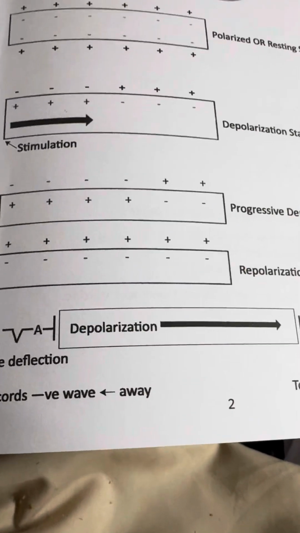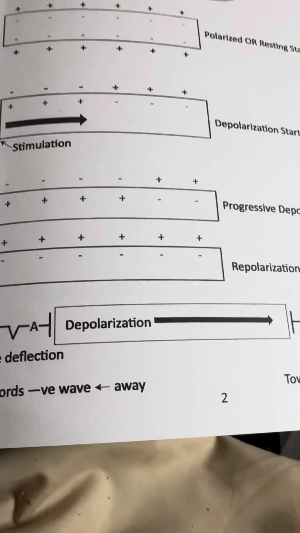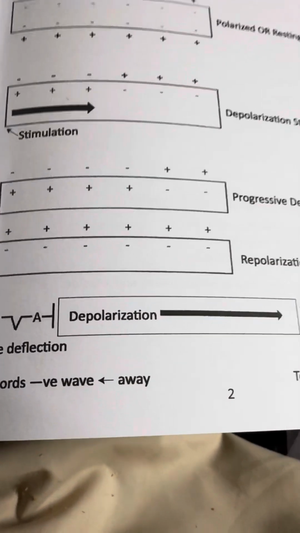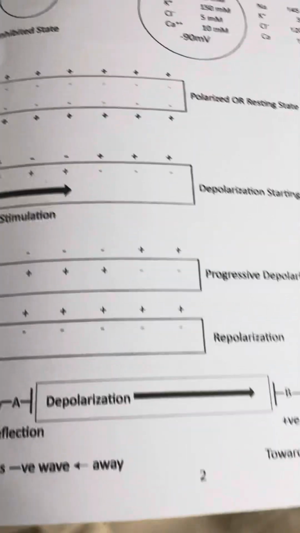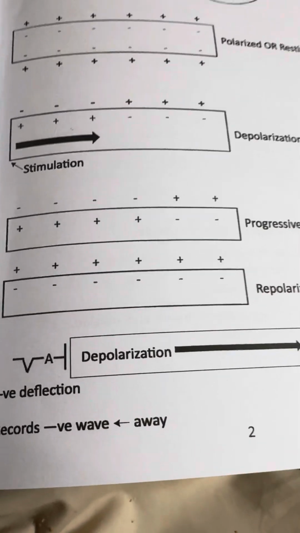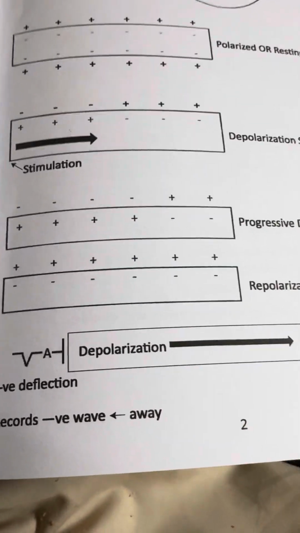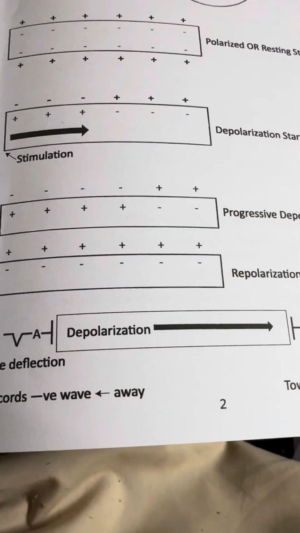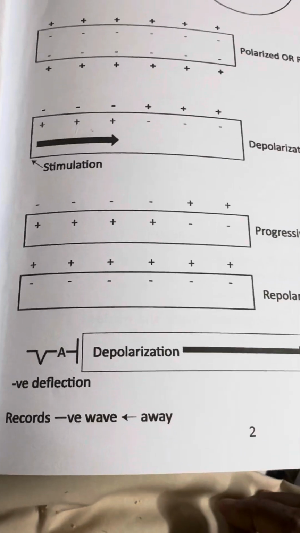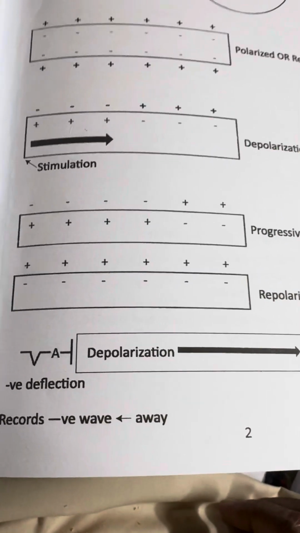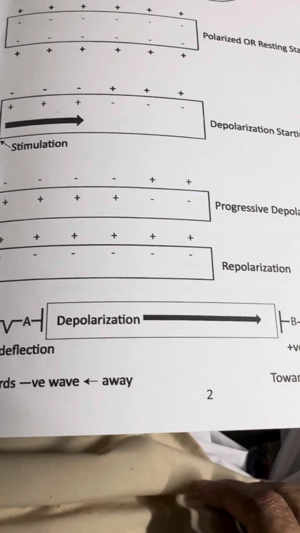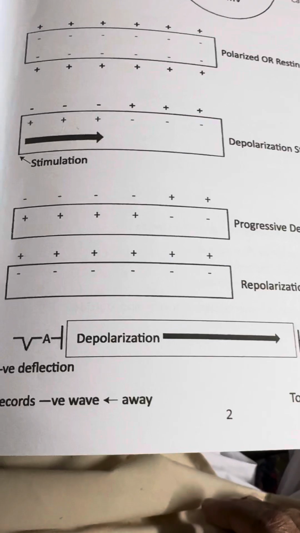So this is what depolarization is, how the impulse travels from one point to another. That is, if you stimulate, the outside becomes negative, inside becomes positive. And this wave of depolarization travels from one point to another and leads to the traveling of a stimulus.